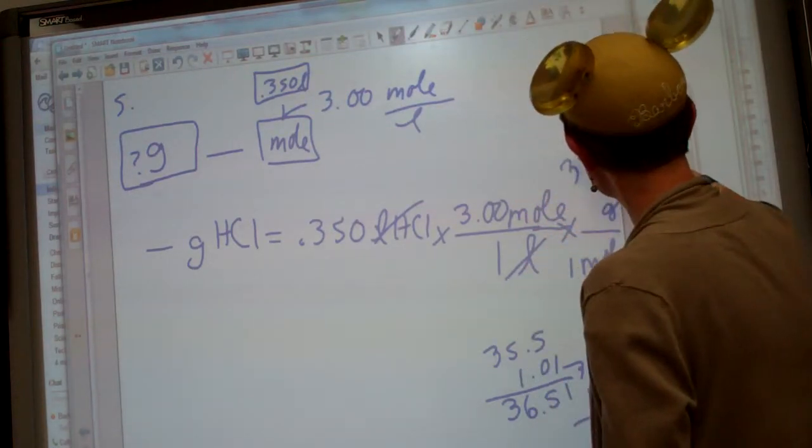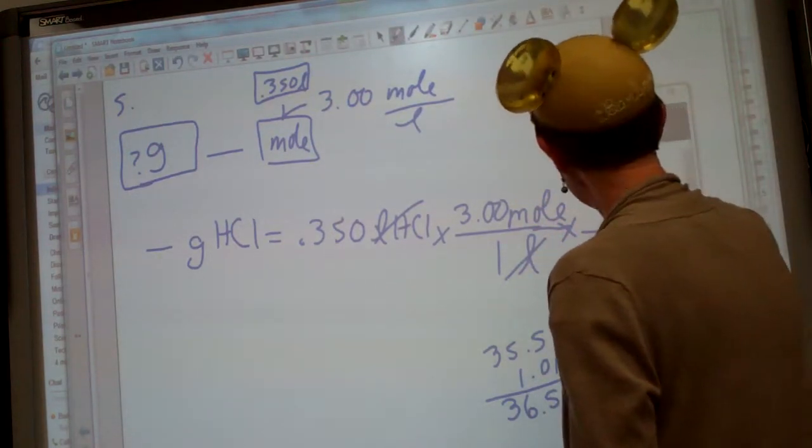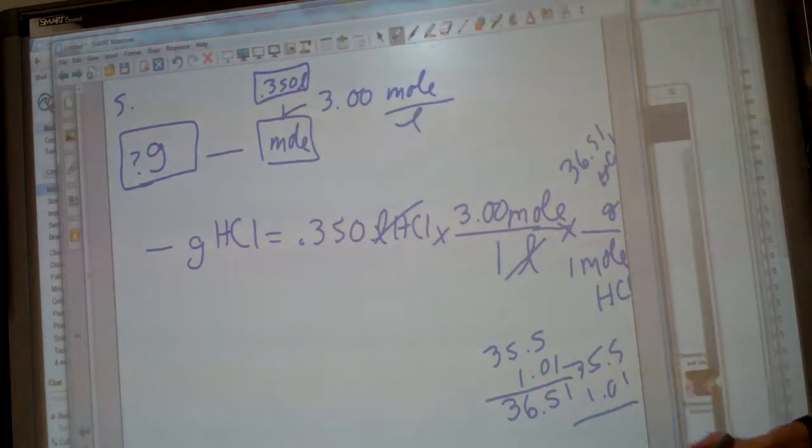36.5. Close enough. Okay. Grams, folks. I know that's kind of messy because I run out of whiteboard space because my givens are too big. Okay, so here we go. You take 0.350 times 3 times our 36.51 divided by nothing, right? Because it's all ones in the denominator.